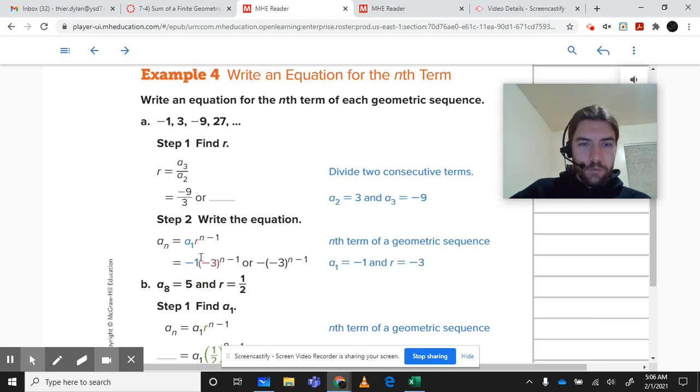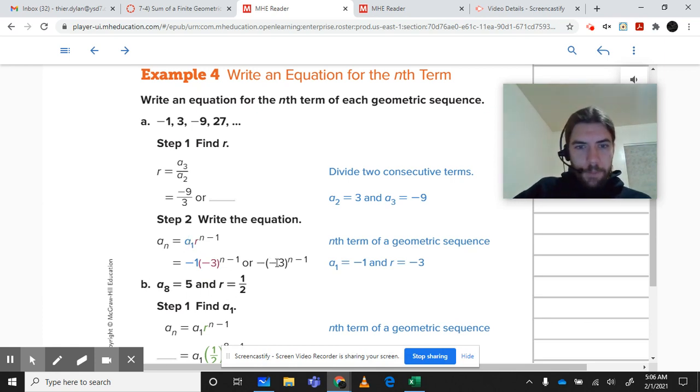Well, we need to figure out what the common ratio is, so we can take any two consecutive numbers, like the 3rd term and the 2nd term. We could use the 4th and the 3rd, or the 2nd and the 1st. As long as they're consecutive, we can get the common ratio. So in this one, it would be -3 that we're multiplying by each time. So that'll go in for position R, like in the purple here. We put in our first term in the front, and there we go, we have it.